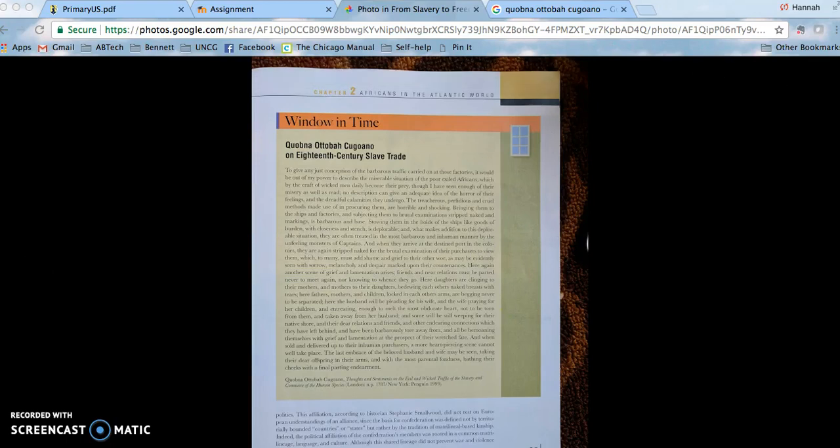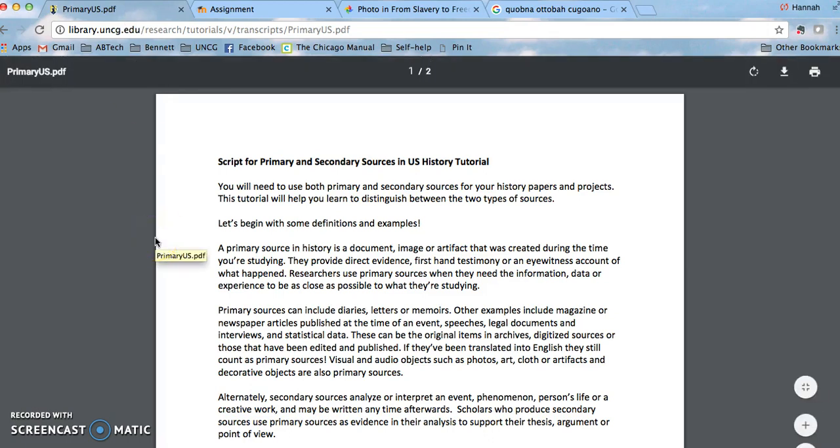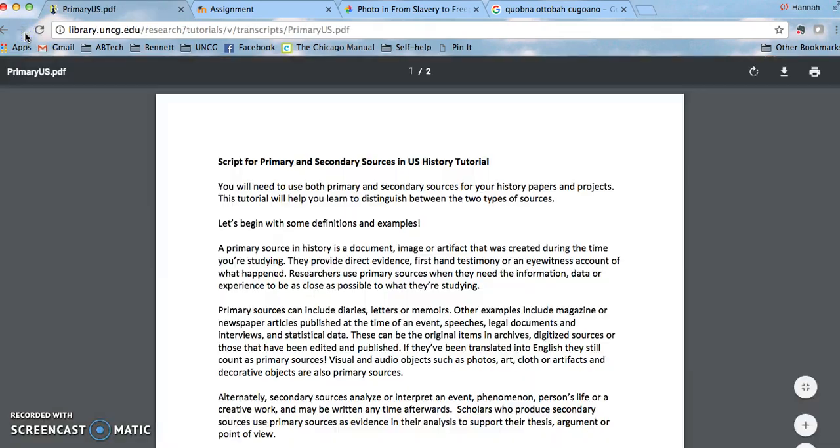Hi folks, I want to help you understand why this source is actually a primary source and not a secondary source. So I want us to go back to the video that you watched from the first week of class. And this is the script. Remember, there's a YouTube video of it that you could watch, but also there's a script of it. So I'm just going to look at the script so we don't have to start up the video.